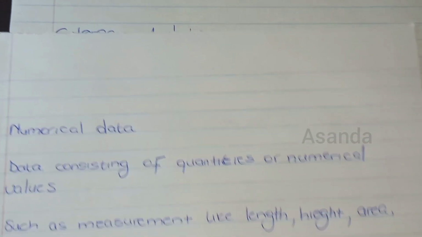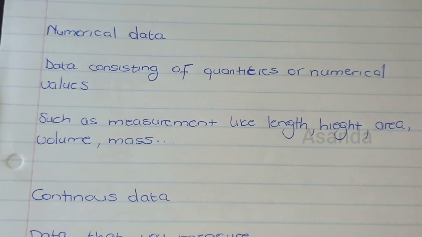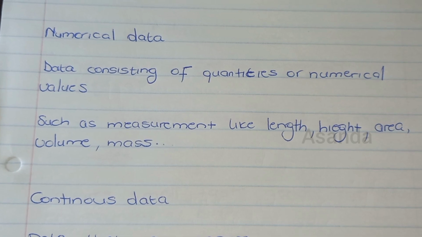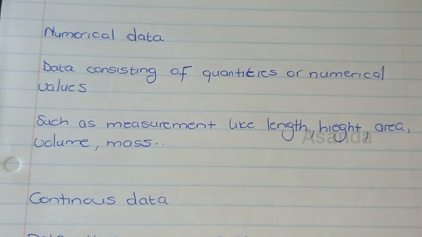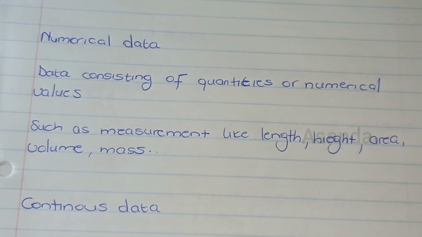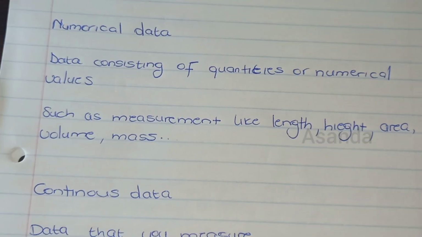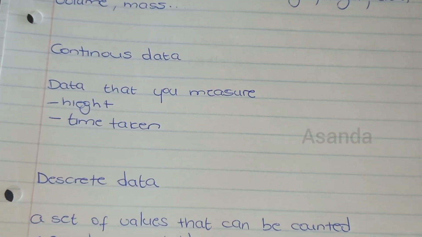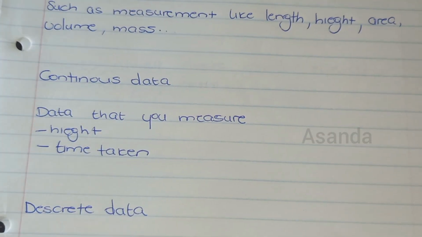Now, if we first look at numerical data, numerical data consists of quantities or numerical values such as measurements like length, height, area, volume, mass. So we can measure these and therefore we classify it under numerical data. Now, numerical data is separated into two. It can be continuous and it can be discrete data.